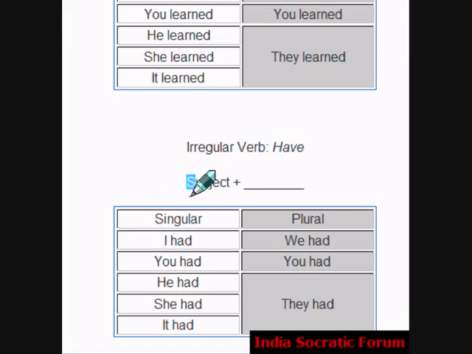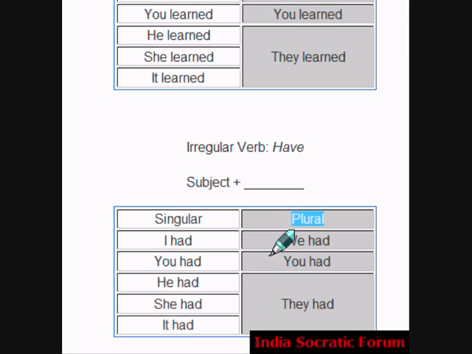How do we use this? Subject plus the verb have, and the past tense of it we will see here. Okay. Irregular verb is have because it changes form. Singular. I have becomes I had. I is the subject. Have is the present verb. This is the past tense: had. Okay. I had. You had. He had. She had. It had.